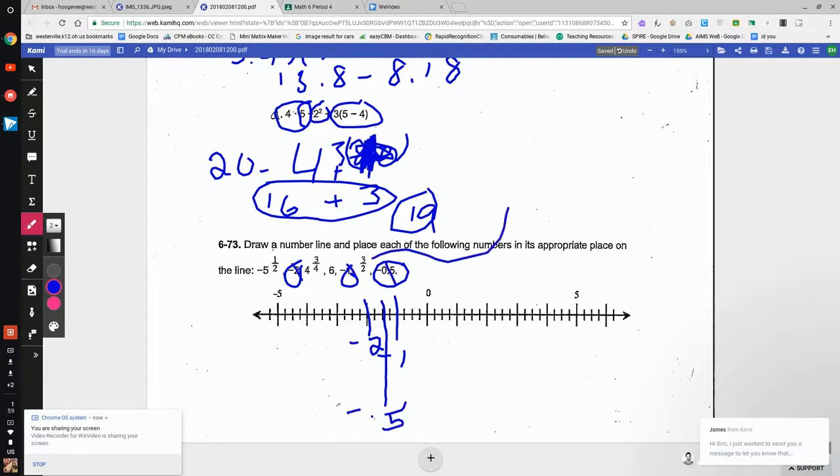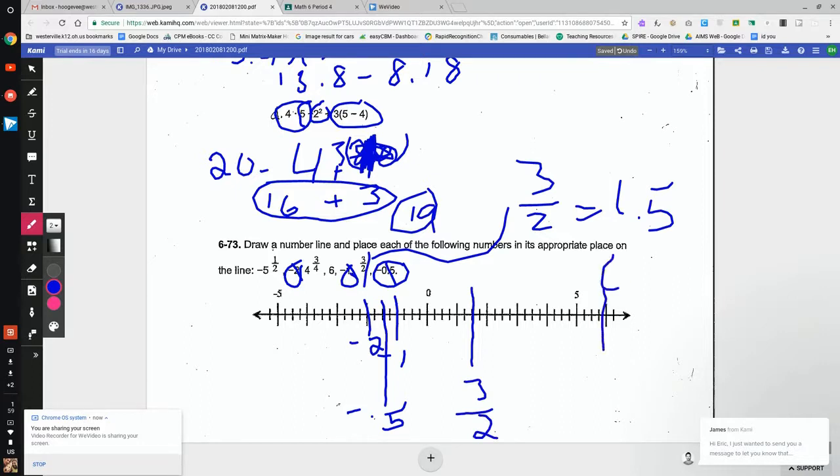Again, 3 over 2 is equal to 1.5. So there's your 1.5 right here. In between 6 right here. We're going by that. 4 3/4, which again is 4.75. So we're going by quarters. So 3/4 would be, if I can draw a better line right there.